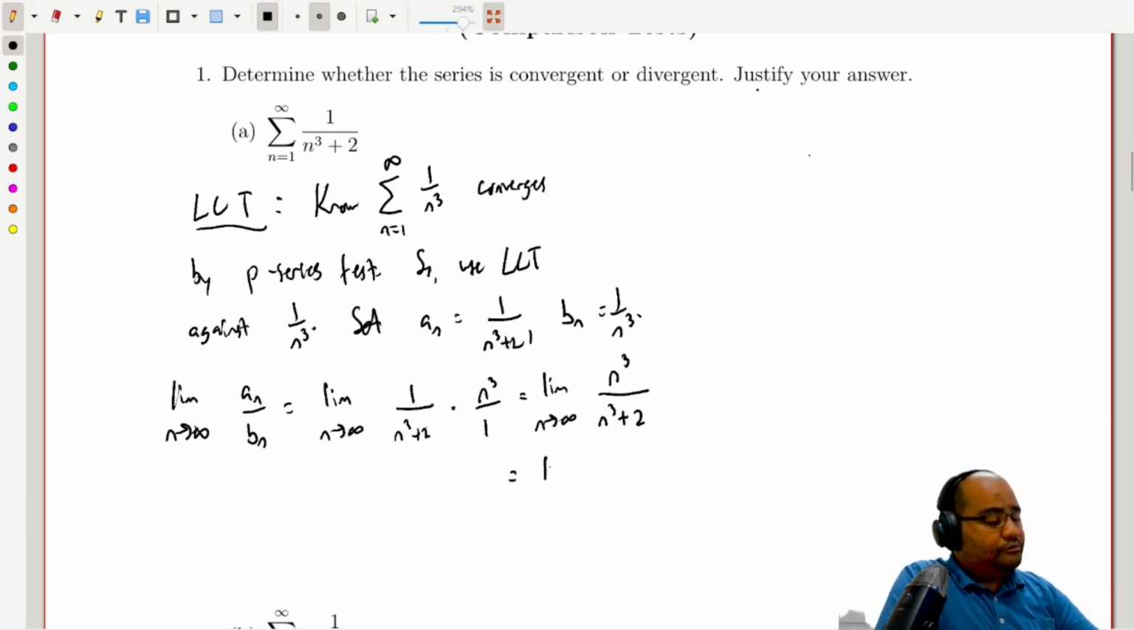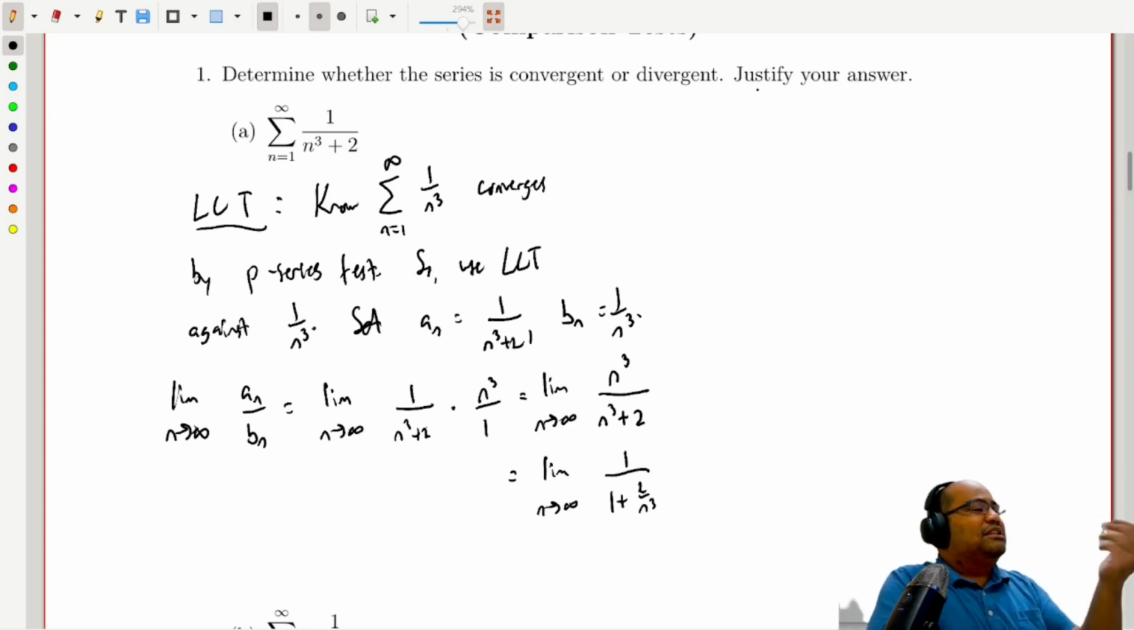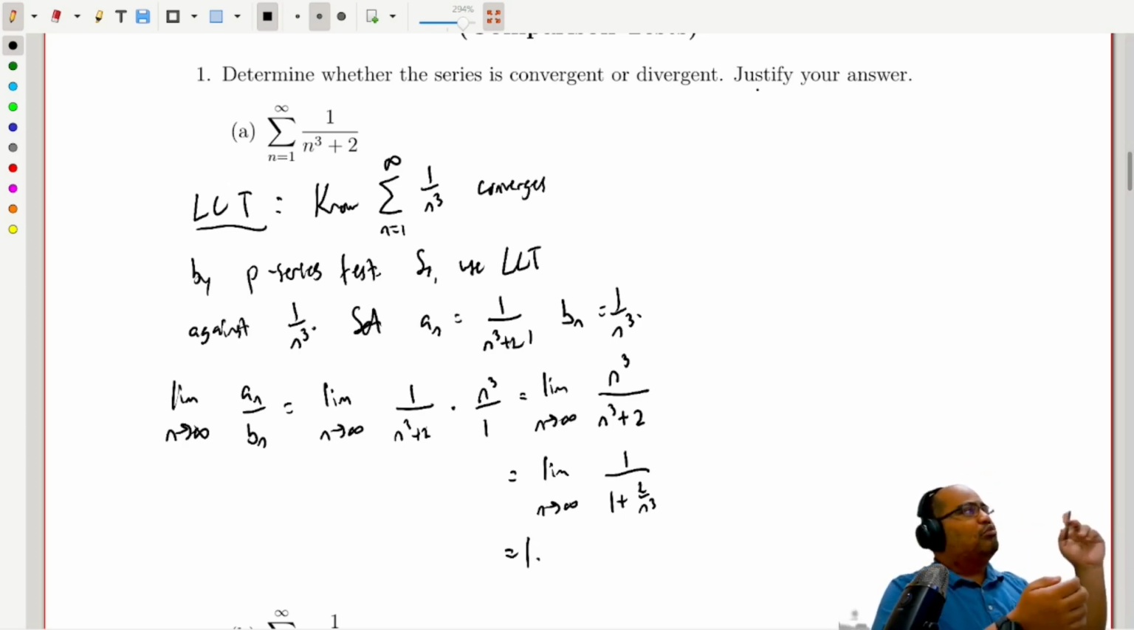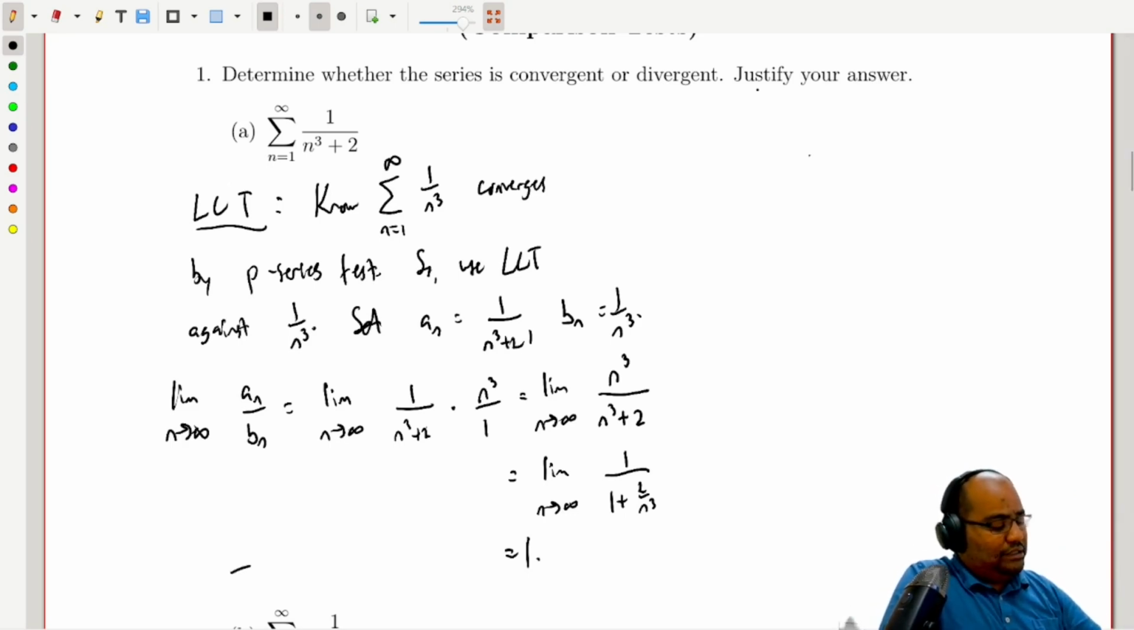Now we can use our usual Calculus 1 technique and divide by the highest power that appears. So the limit, as n goes to infinity, if I divide top and bottom by n cubed, I get 1 over 1 plus 2 over n cubed. The denominator, 1 plus 2 over n cubed, goes to 1 because that second term goes to 0. So this limit is 1, which is a finite number. We know that our reference series, 1 over n cubed, is convergent, so the sum converges.